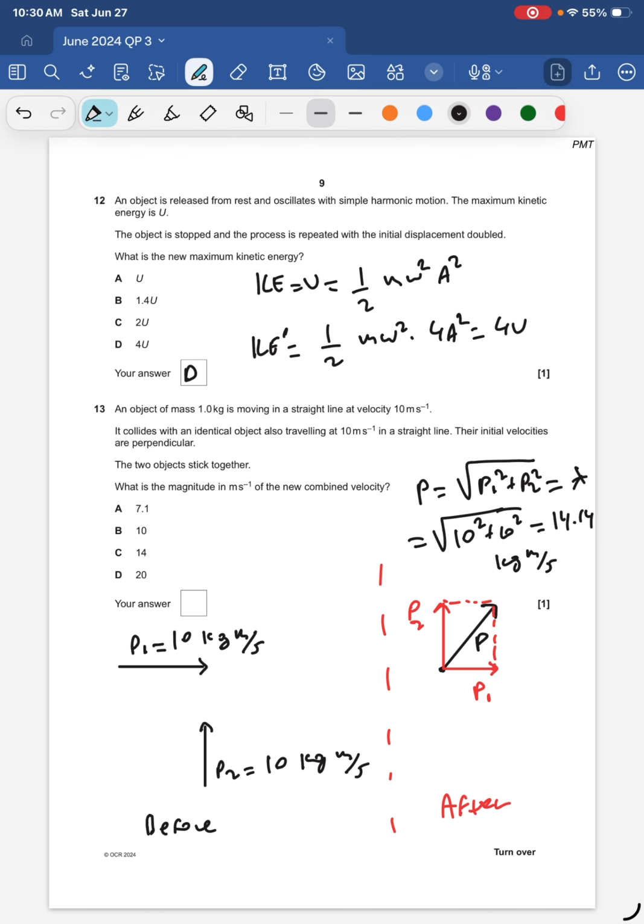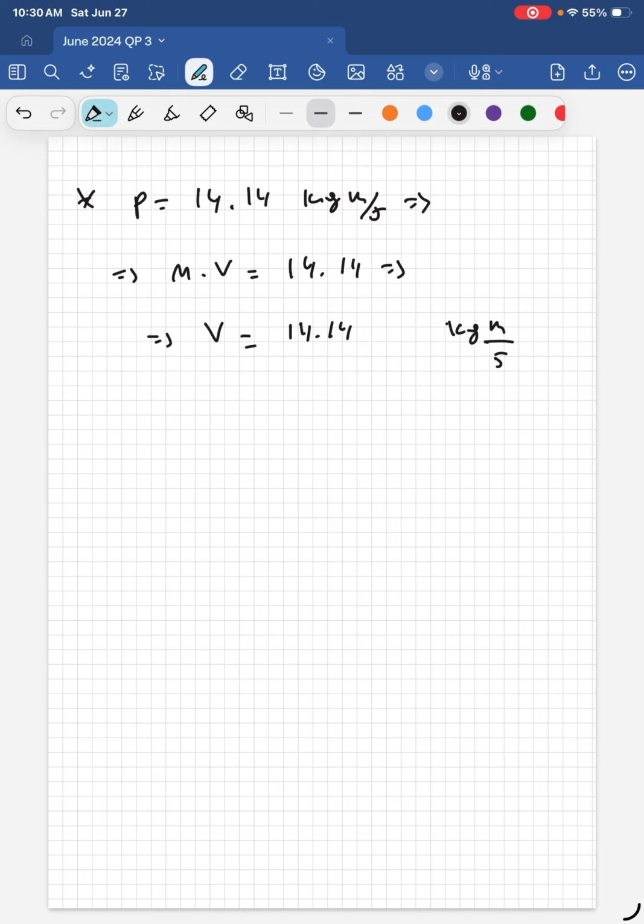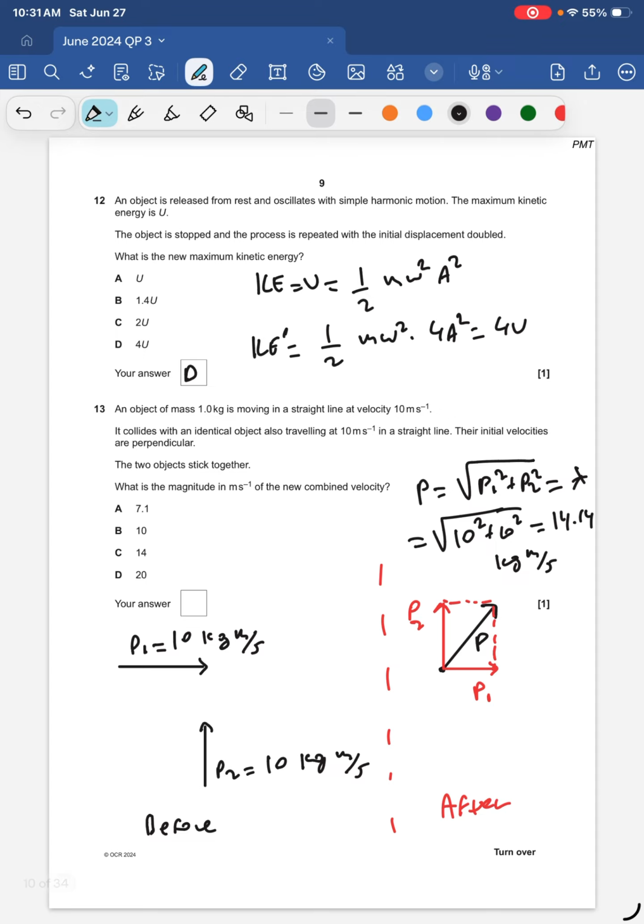I ran out of space, so I'm going to use an extra space. So I'm back here. So P is 14.14 kilogram meters per second. That's the magnitude, okay? So what's P though? It's the combined mass times V, right? And this is 14.14. What's the mass? 2 kilograms now. So V is 14.14 kilogram meters per second over 2 kilograms, and this gives us the velocity of the combined object as about 7.1 meters per second, which is option A, okay?